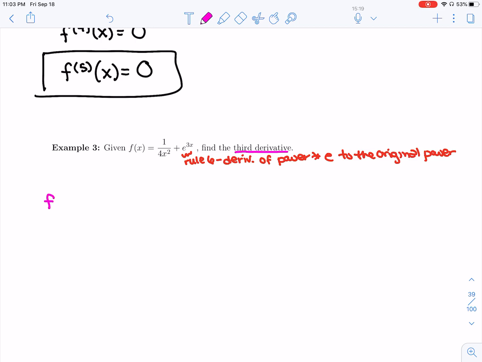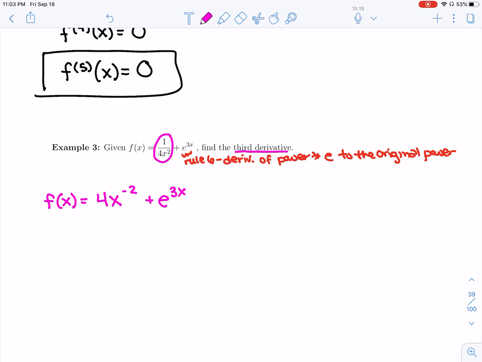So I actually am going to take a step and rewrite this whole thing because I have a fraction here and I don't have x's in the top and the bottom, so I'm not going to use a quotient rule. All I'm going to do is rewrite this as 4x to the negative 2 plus e to the 3x. I'll be super careful. That is not the first derivative. All that is the original function. And what's wrong with that?